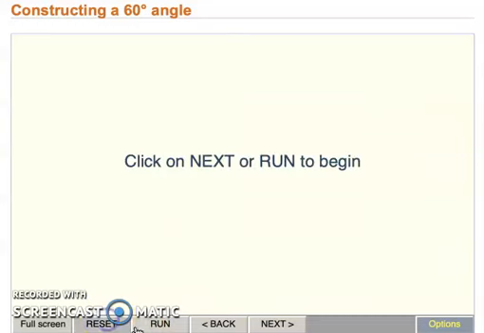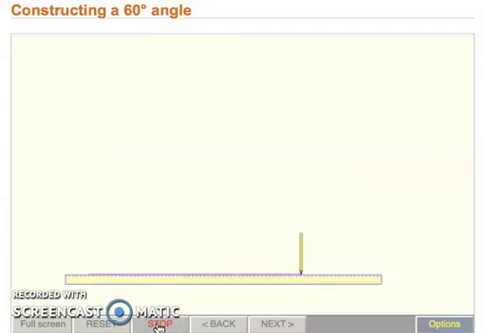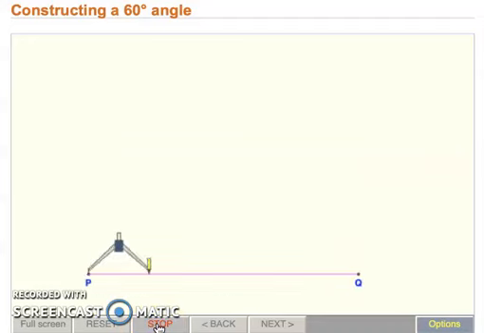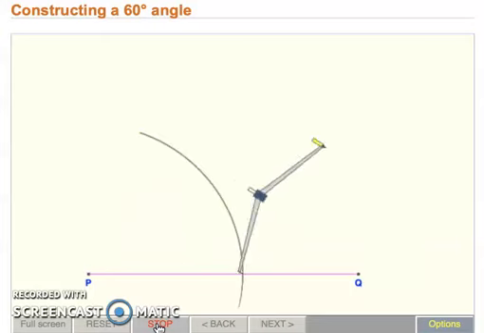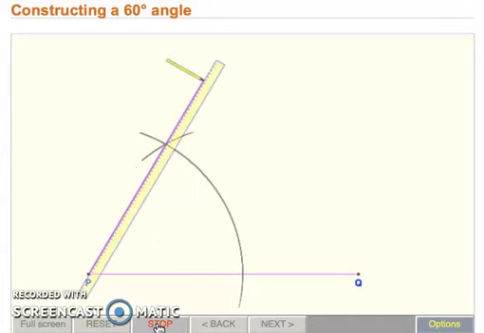Okay, so let's have another look. Long straight line, draw an arc through, keeping your compass the same length. You're going to cut through that arc again, and then you're going to join through, and that's a 60 degree angle.